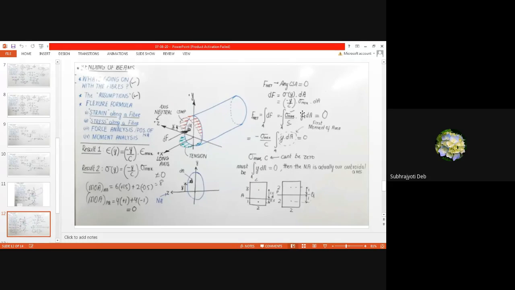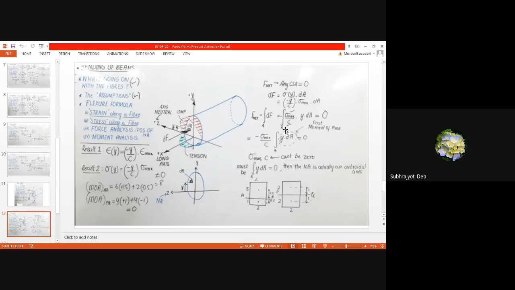Now see, this sigma max and c are constant, isn't it? Sigma max means the stress in your top fiber, and this value is constant, so we can place it outside the integration, because constants are always kept outside the integration sign.